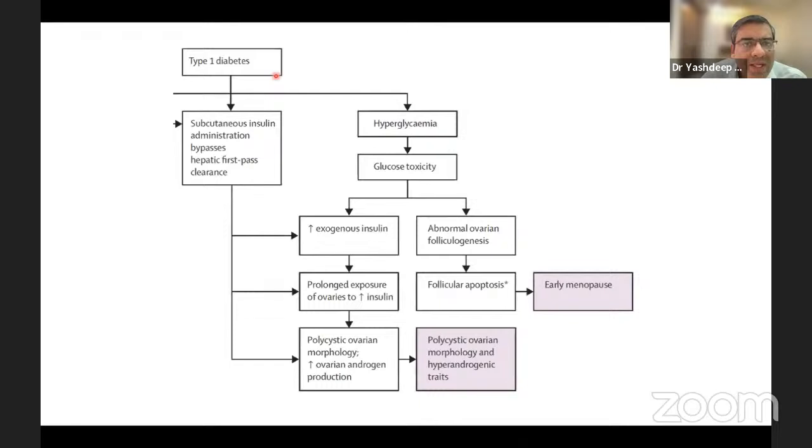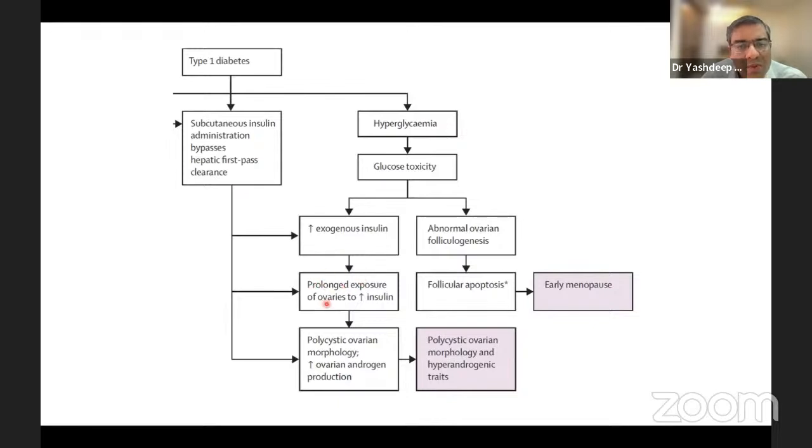In type 2 diabetes, the hyperinsulinemia is predominantly due to insulin resistance. In type 1 diabetes, what happens? We give subcutaneous insulin administration, which bypasses hepatic first pass clearance. So the ovaries are exposed to a high concentration of exogenous insulin.